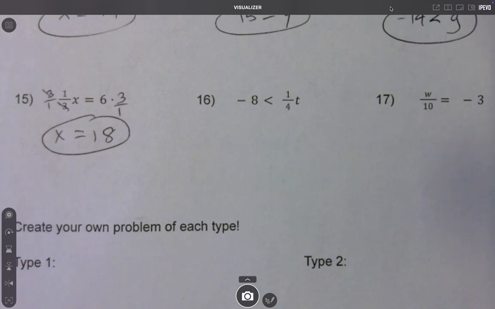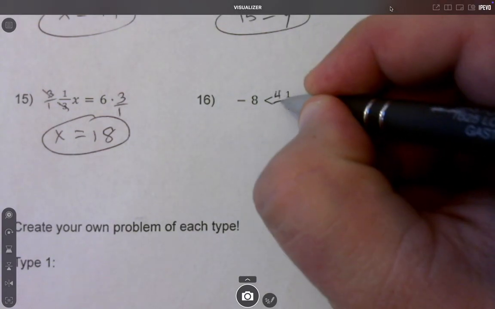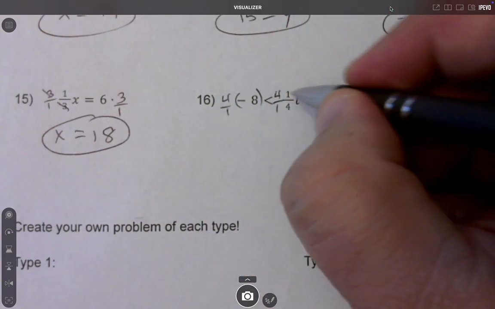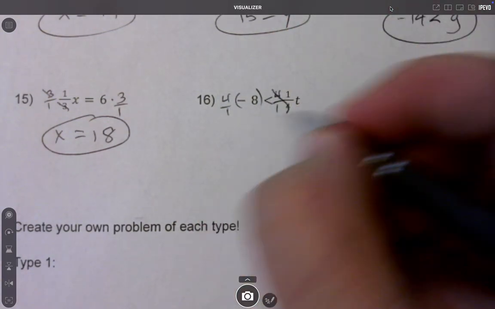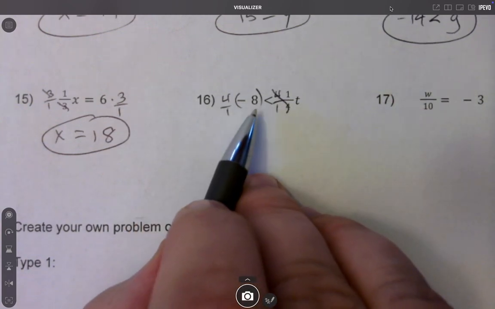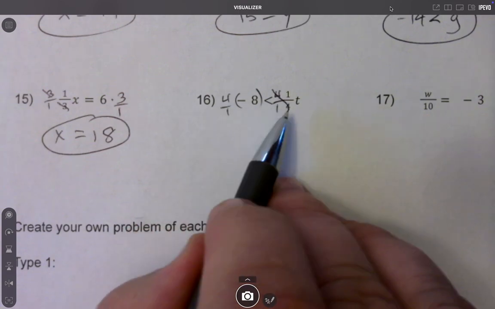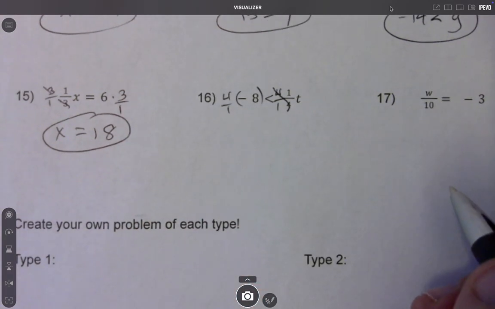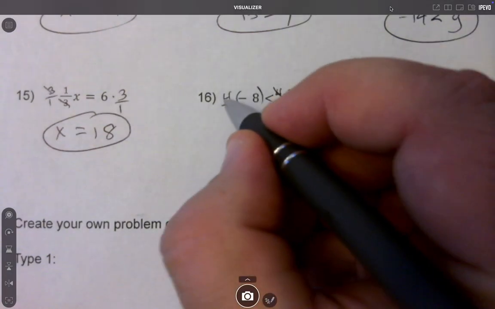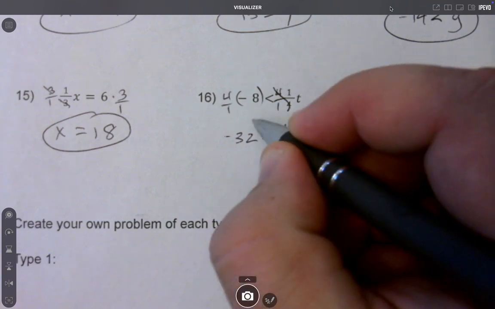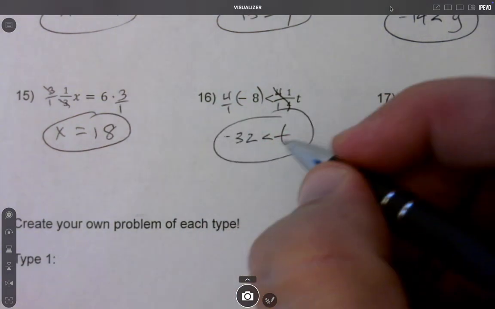On 16, it's 1/4 times t. So we multiply by the opposite, the reciprocal. So 4 over 1. So the 4's cancel. And again, we multiplied by a positive number. I know the 8 is negative, but what we multiplied both sides by is positive, so we won't have to change which direction the inequality is facing. 4 times negative 8 is negative 32, less than t. So negative 32 is less than t.